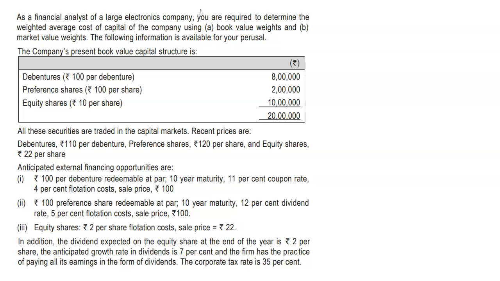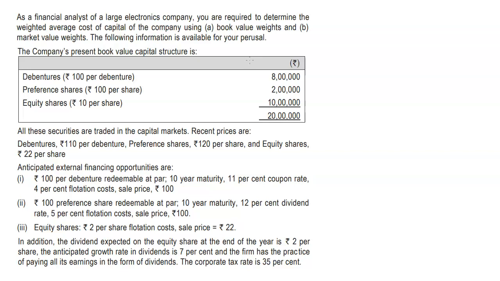As a financial analyst of a large electronics company, you are required to determine the WACC using book value and market value weights. We've been given information about the company's capital structure, and at least for the first part of the question, I'm just going to modify the table that we have here and go about solving the sum.